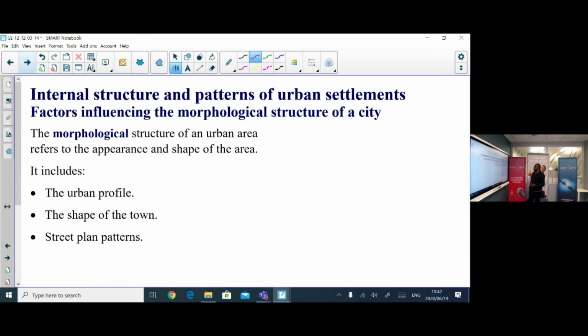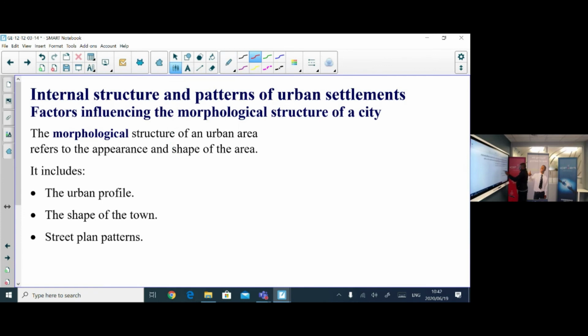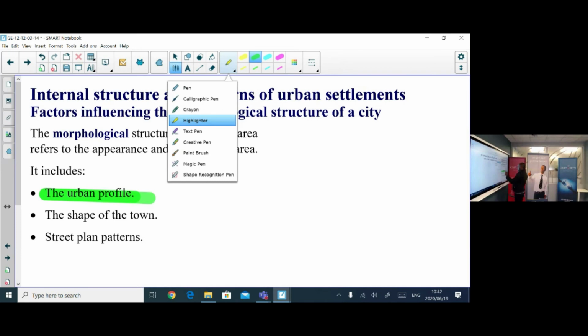Then we look at the factors influencing the morphological structure of a city. The morphological structure of an urban area refers to the appearance and shape of the area. It includes the urban profile that we've just looked at. It also looks at the shape of the town. It also looks at the street plan patterns. We were looking at the streets yesterday.